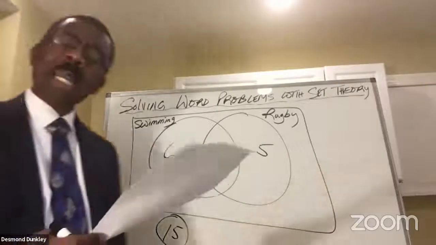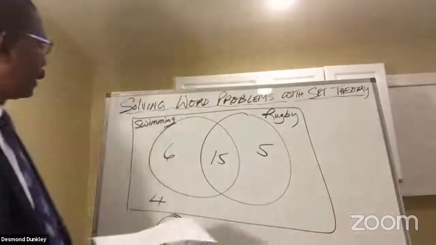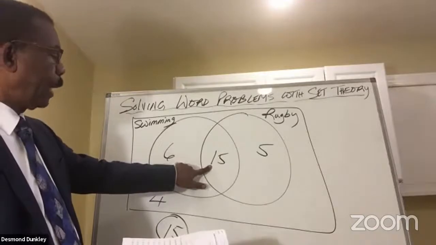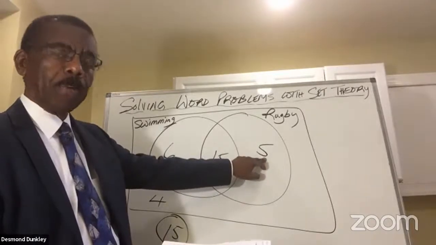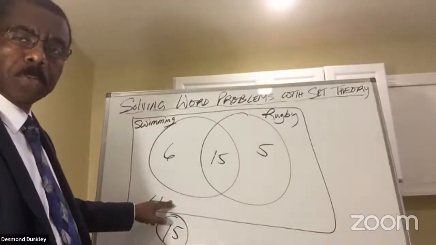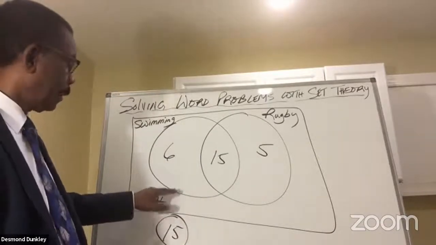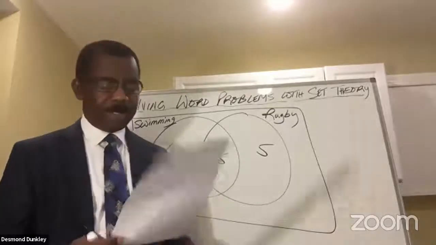How many students do not like swimming? Well, this is swimming. 21 like swimming. These do not like swimming, they like rugby only. And these are losers, they don't like rugby or swimming. So 4 and 5 would be 9.